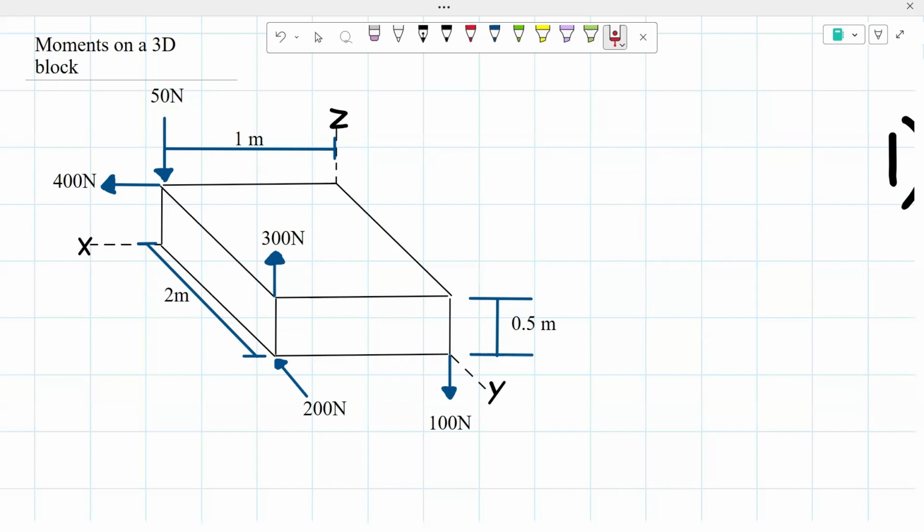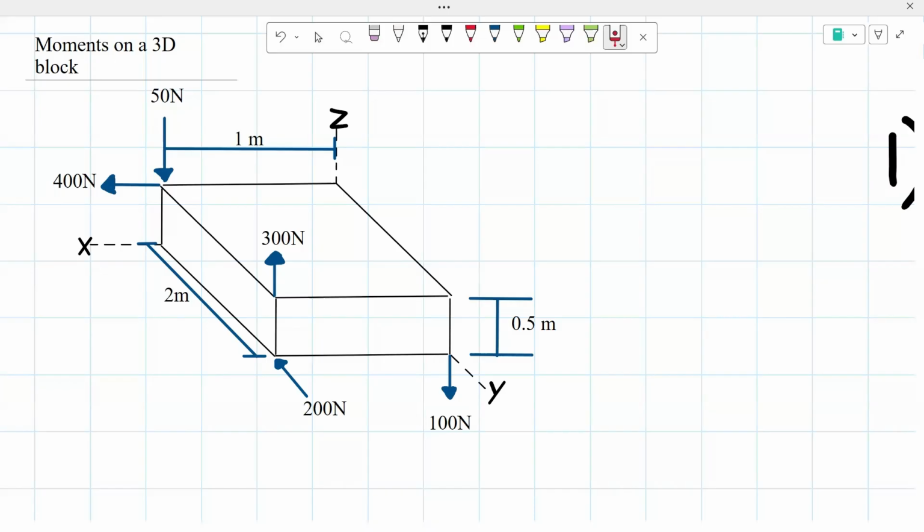And so when you're trying to find a moment on a 3D block, what you want to do is calculate the resultant moment of that 3D block about each of those axes. So you're going to be doing the same step 3 times. You're going to find the moment of a block about the x-axis, the y-axis, and then the z-axis. Or you could start off with the z, y, x, it doesn't matter. But you want to do that for each and every axis.